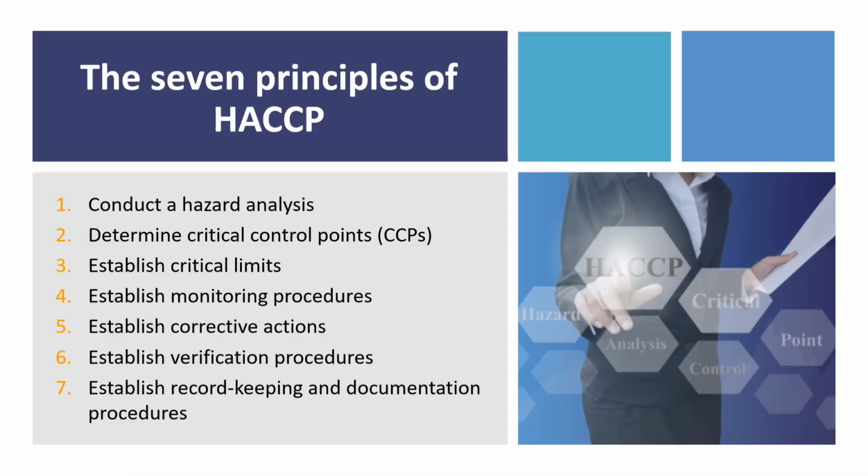After the 5 preliminary tasks are completed, the 7 principles of HACCP can be applied to ensure safe food production. Principle 1, conduct a hazard analysis. Principle 2, determine the critical control points, CCPs. Principle 3, establish critical limits. Principle 4, establish a system to monitor control of the CCP. Principle 5, establish the corrective action to be taken when monitoring indicates that a particular CCP is not under control. Principle 6, establish procedures for verification to confirm that the HACCP system is working effectively. And Principle 7, establish documentation concerning all procedures and records appropriate to these principles and their application.